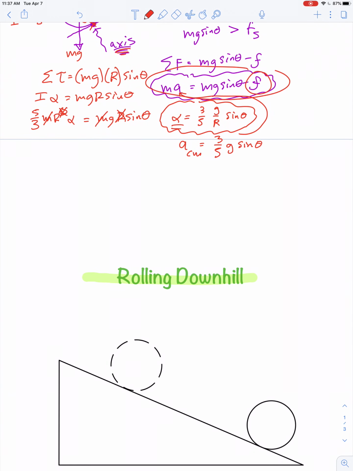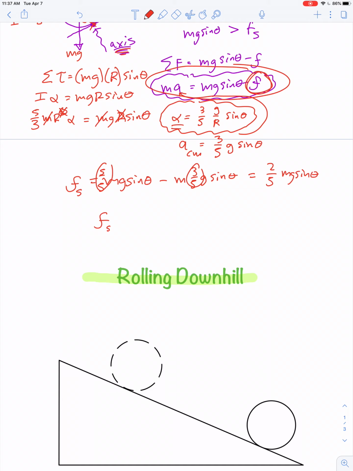So when we plug in and rearrange to solve for F, we get friction force is equal to mg sine theta minus ma, so minus m times 3/5 g sine theta. So 5/5 mg sine theta minus 3/5 mg sine theta gives us 2/5 mg sine theta. But I also know this about the force of static friction.